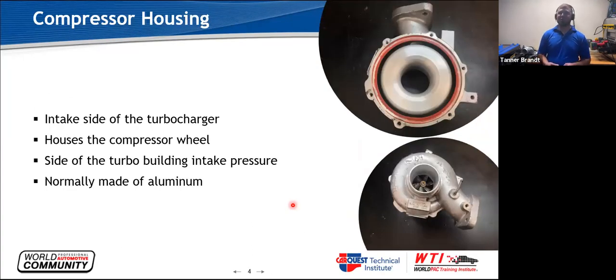Next is the compressor housing. Compressor housing is the intake side of the turbo, but as we go through this, we're going to call it the compressor housing. That's what it's called in the turbo rebuild industry. There is a contour in it, and it's made of a very, very soft aluminum. So the contour, as you can see right here, is where the wheel sits, and that's a very, very, very tight tolerance. If something gets in there, typically it's kind of ruined.